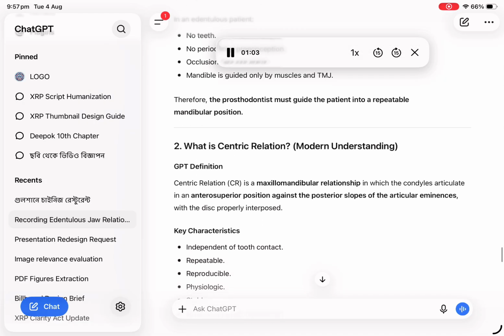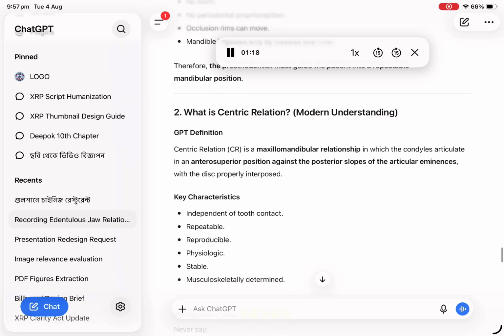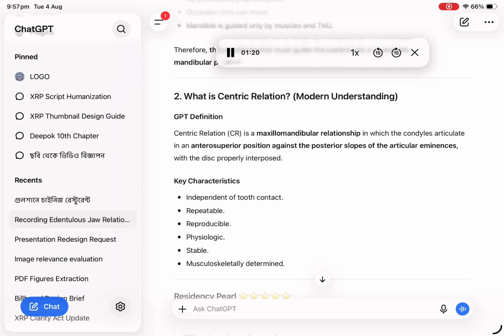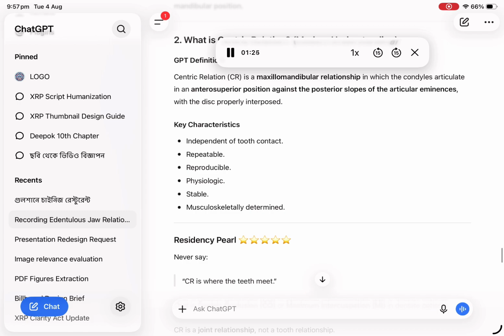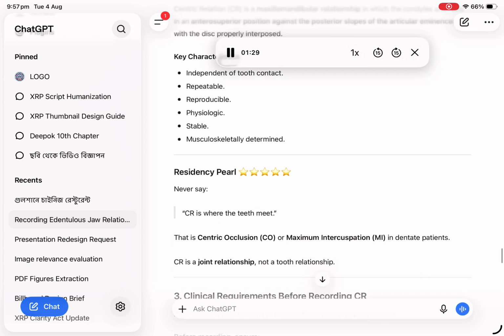Number 2. What is centric relation? Modern understanding, GPT definition: centric relation, CR, is a maxillomandibular relationship in which the condyles articulate in an anterosuperior position against the posterior slopes of the articular eminences, with the disc properly interposed. Key characteristics: independent of tooth contact, repeatable, reproducible, physiologic, stable, musculoskeletally determined.